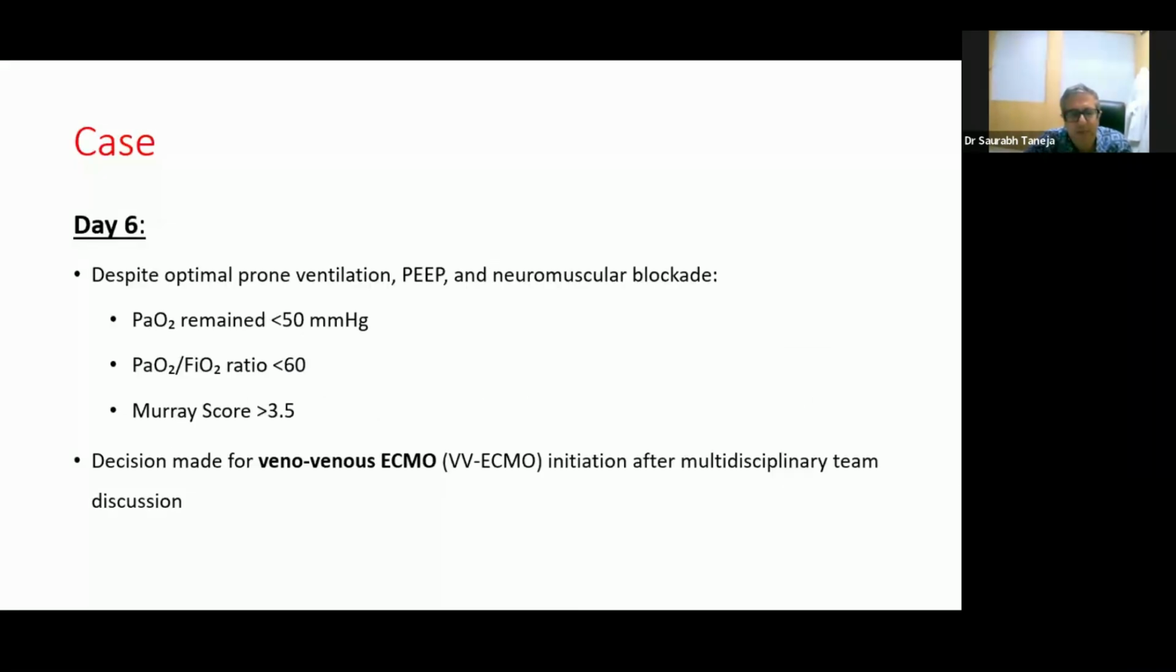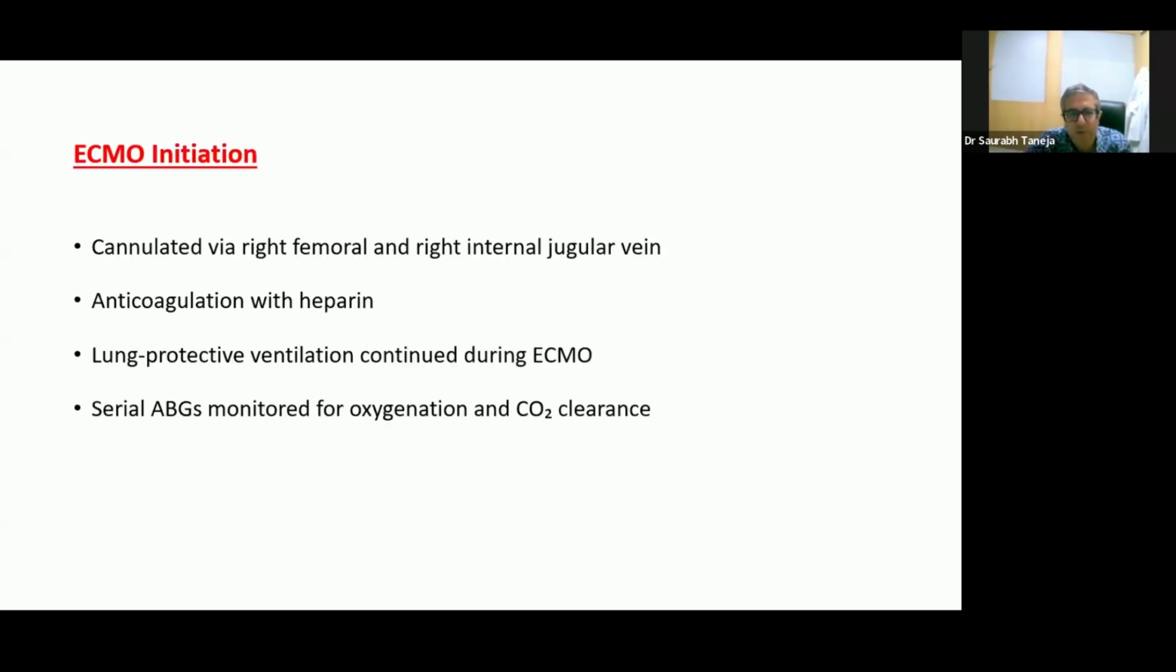Next. So in our patient, despite optimal prone ventilation, PEEP, and neuromuscular blockade, the patient did not improve, and we realized we have to do a veno-venous ECMO. So that is the last resort nowadays. Next slide, please. There are two types of ECMO, VA ECMO and veno-venous ECMO. The veno-venous ECMO tries to supplement the lungs. The arterial ECMO tries to supplement the lungs as well as the heart.